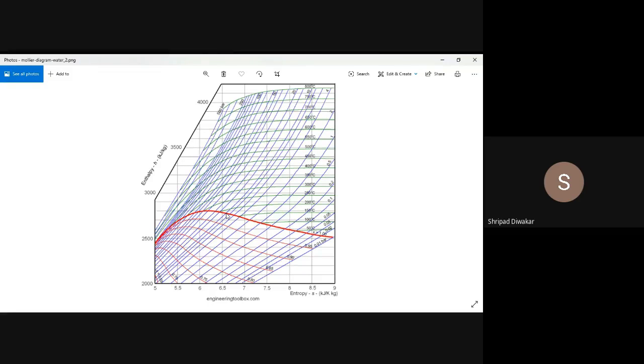Here I am not finding any 0.95 bar line. So what is the value nearest to 0.95 bar? Is it nothing but 0.1 bar? Here you can find this 0.1 bar pressure. 0.95 will be close to 1 bar.